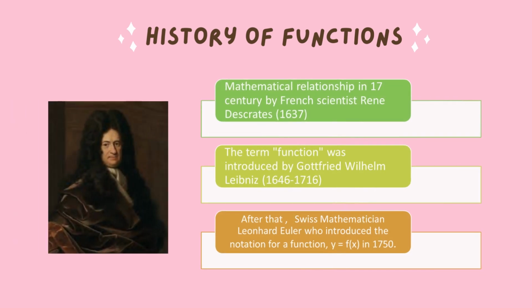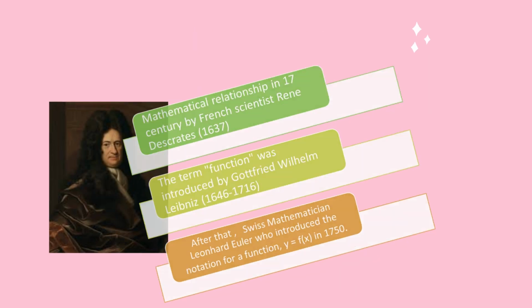So, how did the function come into existence in the real world? In the 17th century, the French scientist René Descartes discovered the mathematical relationship. Later on, the term function was introduced by Gottfried Leibniz, who lived from 1646 to 1716, about 50 years after the publication of the geometry. Next, the idea of a function was further formalized by Leonhard Euler in 1750, who introduced the notation for a function, y is equal to f(x).